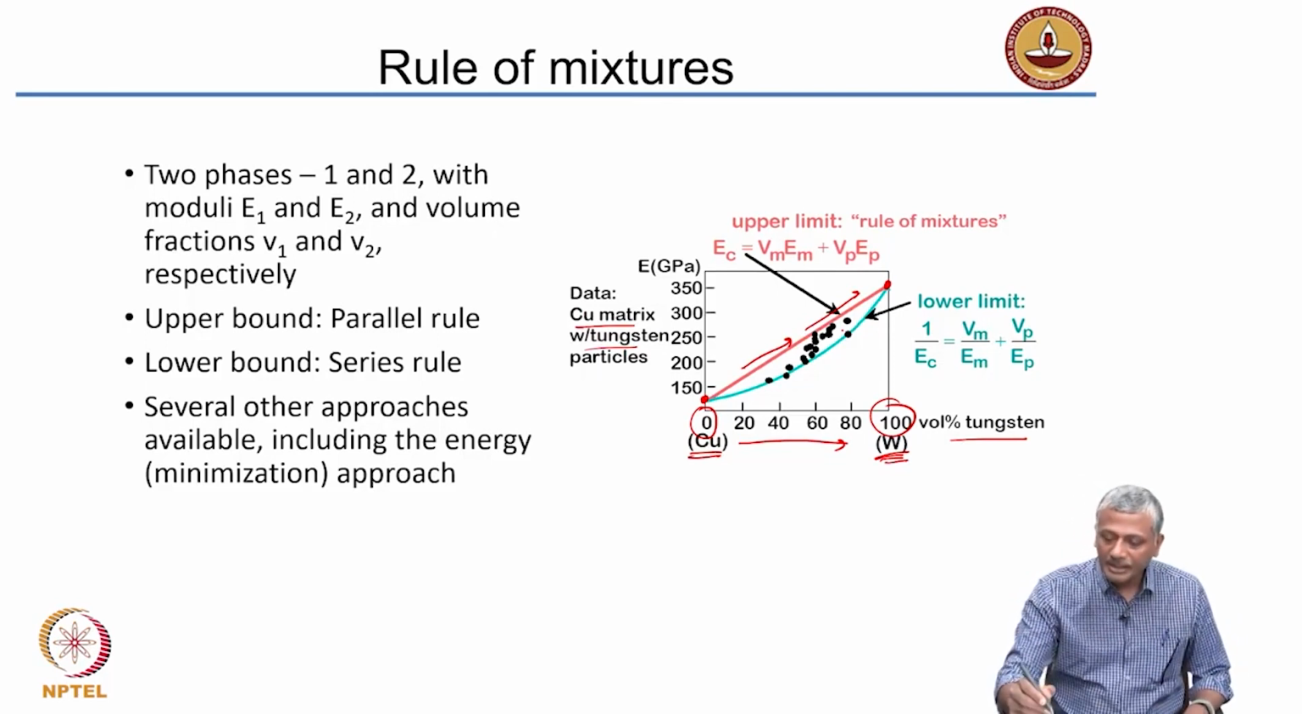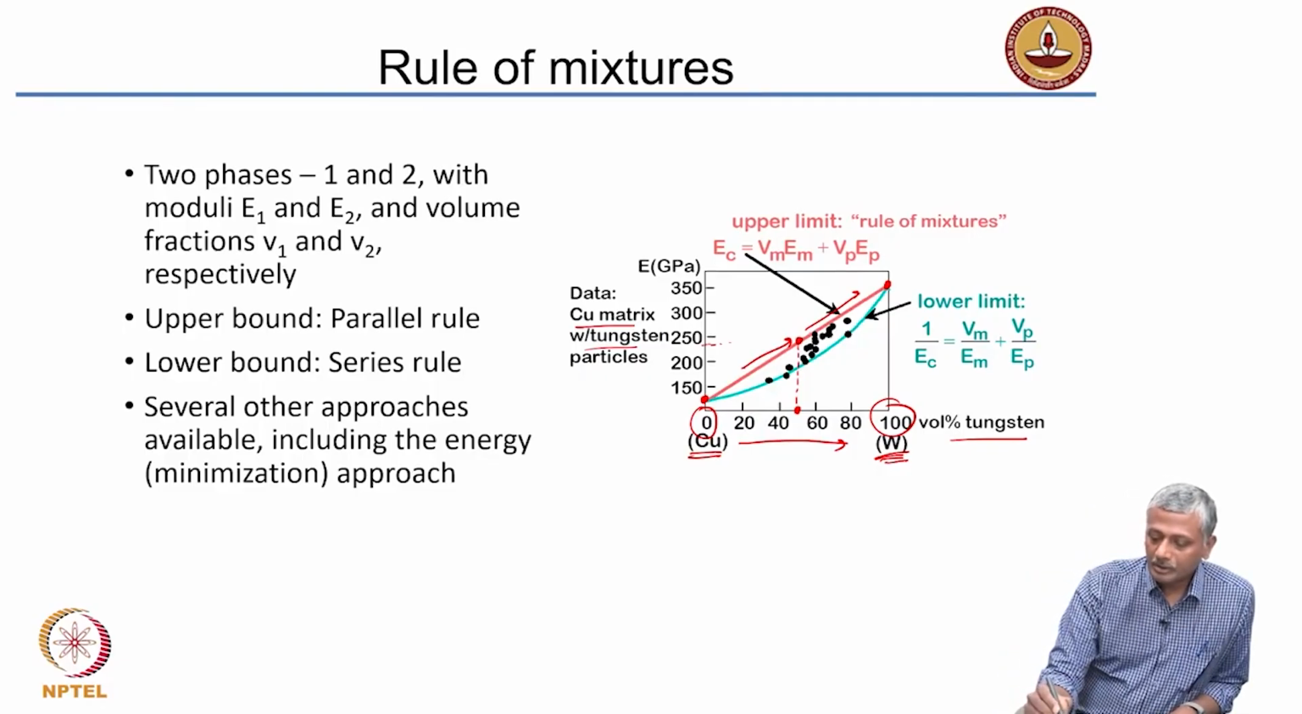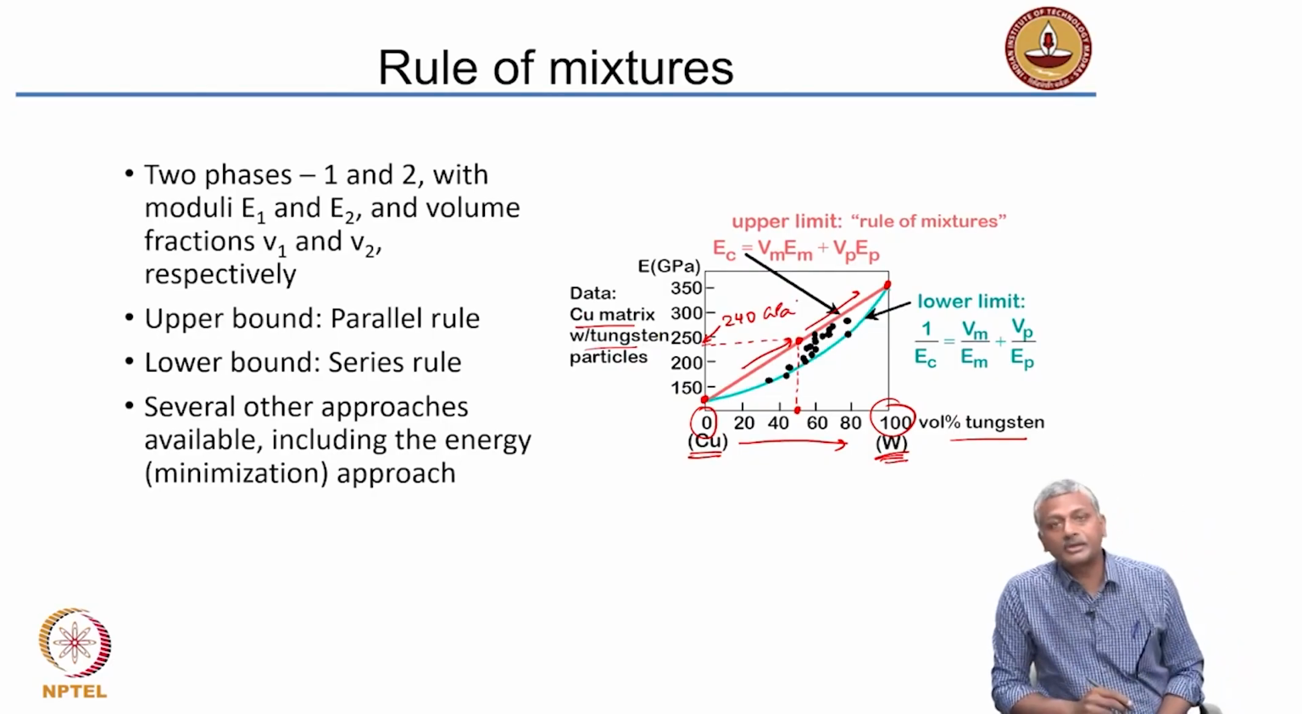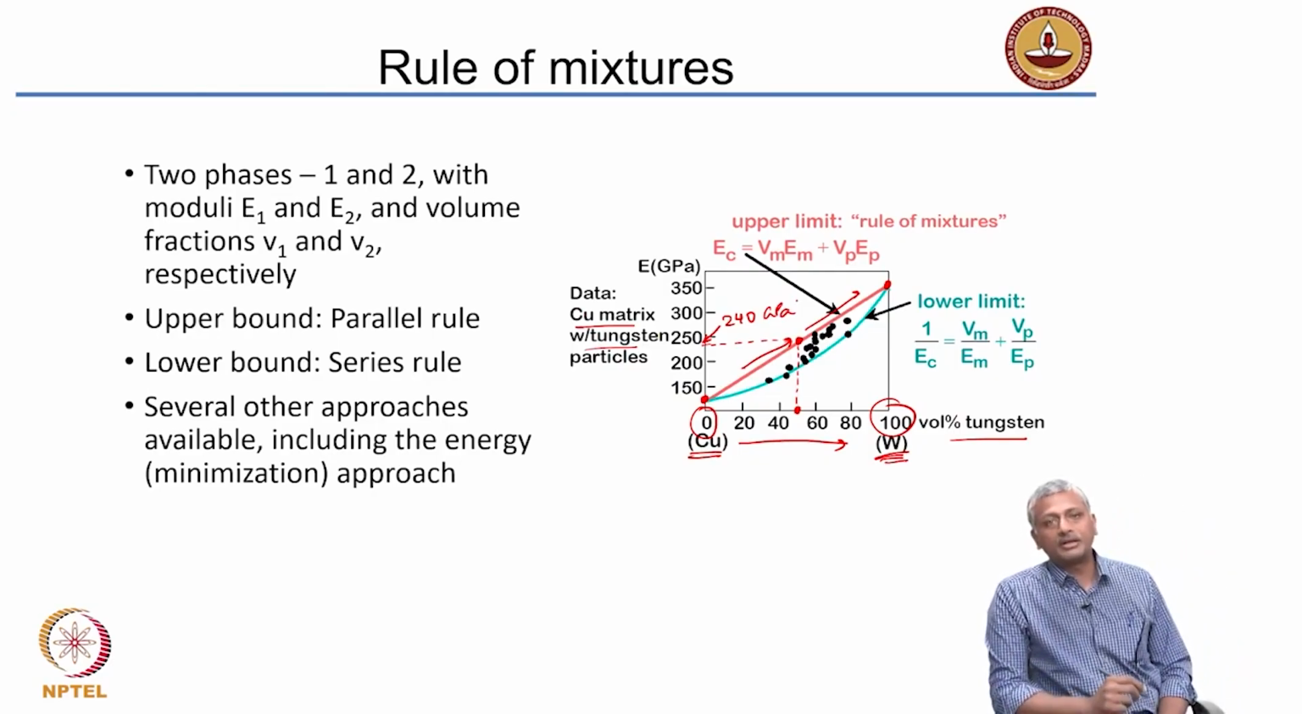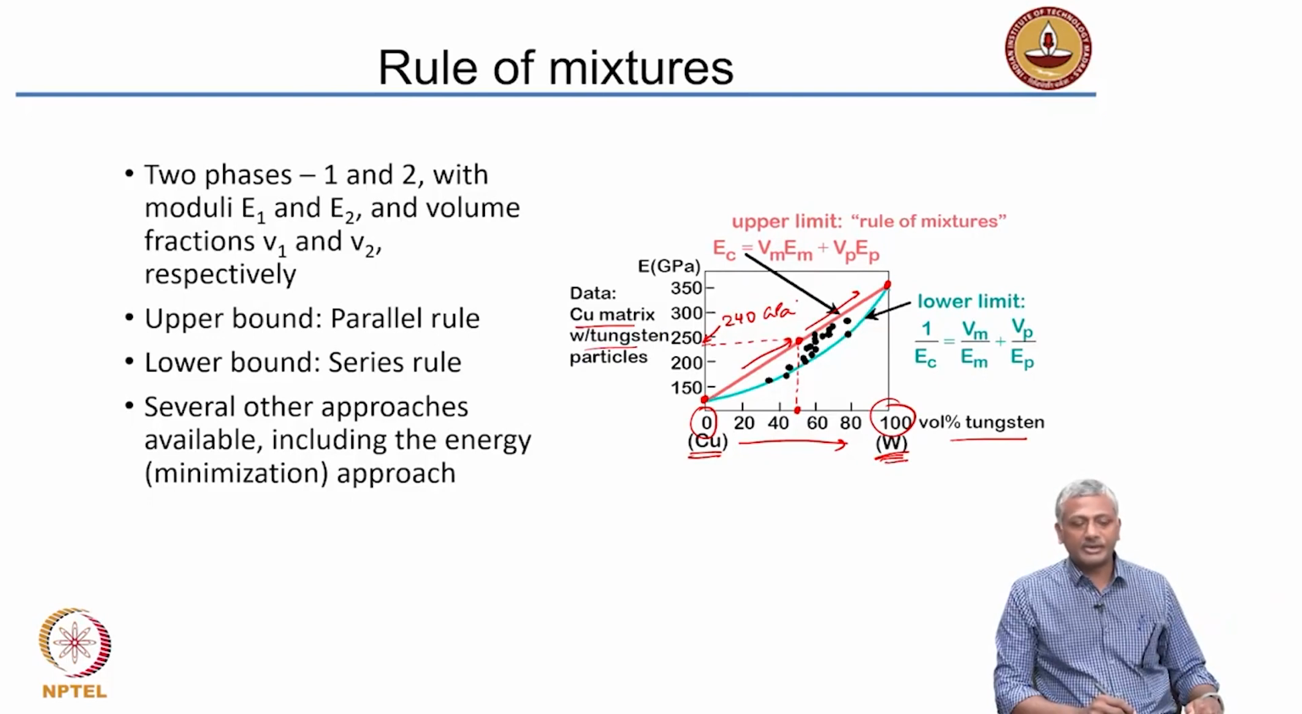So, for example, if I choose a 50-50 composite, that means 50% copper, 50% tungsten, it is likely to have an upper bound value of about 240 gigapascals. Now, that does not mean it will have 240, but it cannot have more than 240 is what the upper bound rule is trying to say.